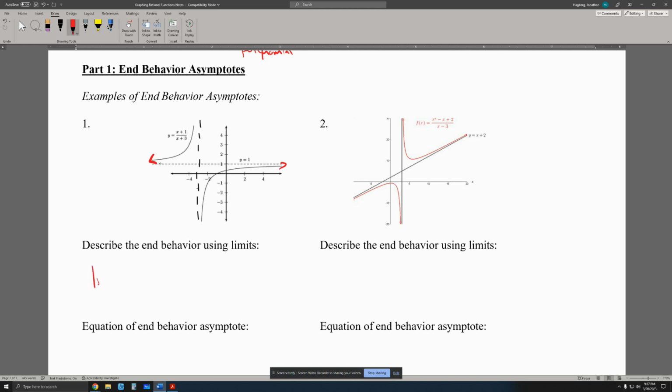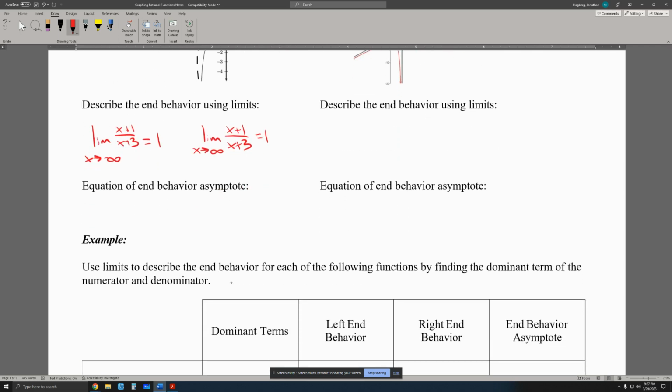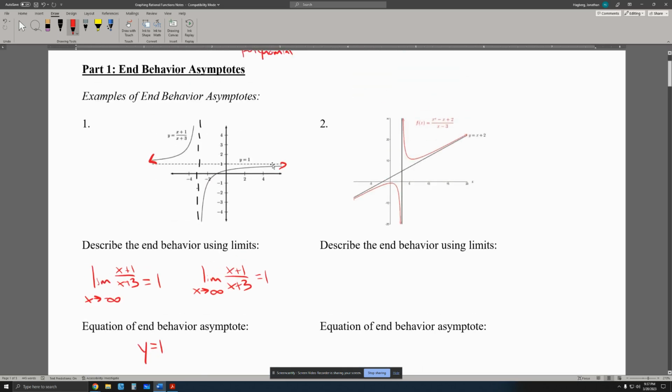And so we can write this using limit notation. The limit of the quantity x plus 1 over x plus 3 as x approaches negative infinity is equal to the finite value 1. Likewise, the limit of x plus 1 over x plus 3 as x approaches positive infinity is also equal to 1. Therefore, the equation of the end behavior asymptote is the horizontal line y equals 1. And we can see that on the graph as this dotted horizontal line here.